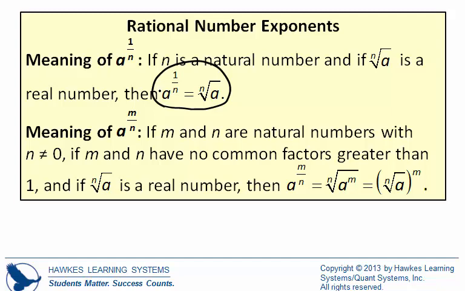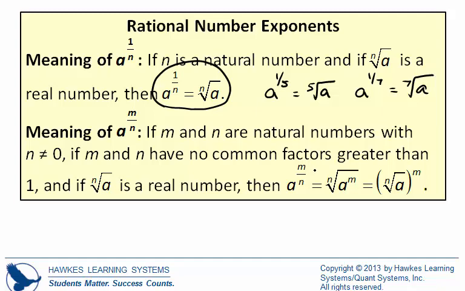What that is saying is that if I have an expression like a to the 1/5, that is the same thing as the 5th root of a. Or if I have a to the 1/7, that's the same thing as the 7th root of a. And so it gives us a way to take a base raised to 1 over a number and write that as a radical.